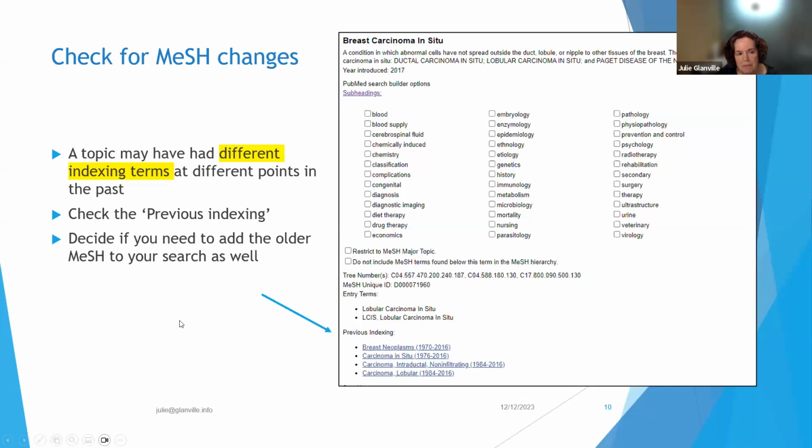Okay, I'm going to stop there because I'm moving next onto searching title, abstract, and author keywords. So are there any questions about MeSH before I move on?